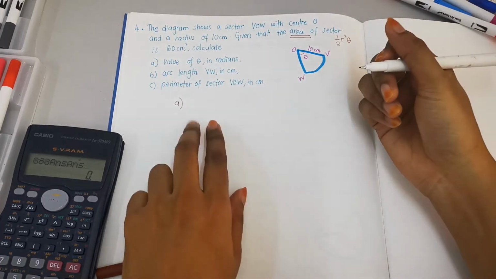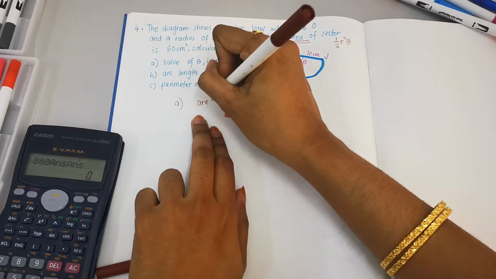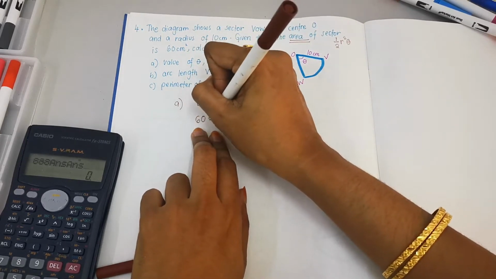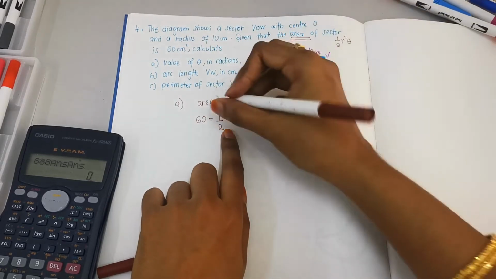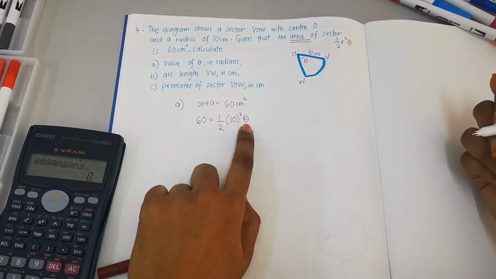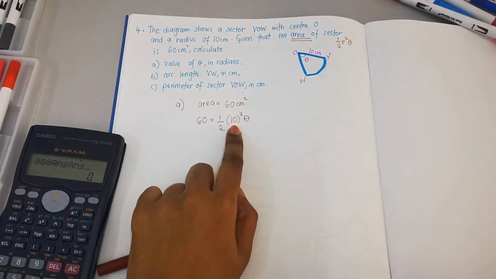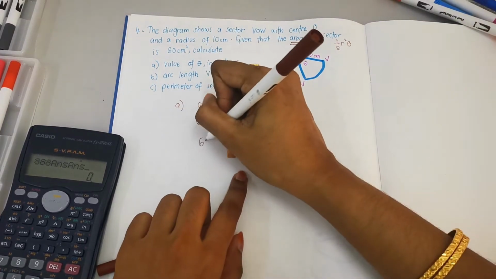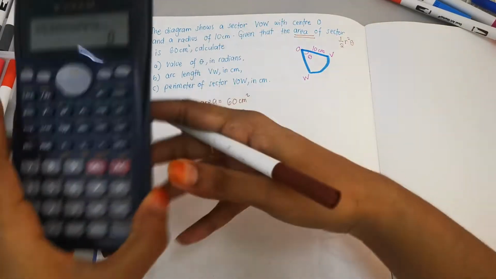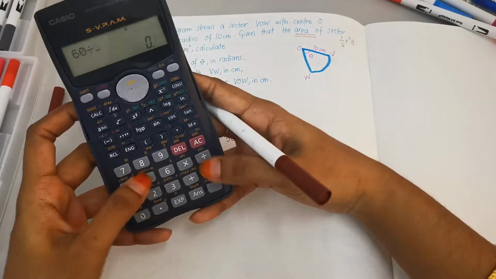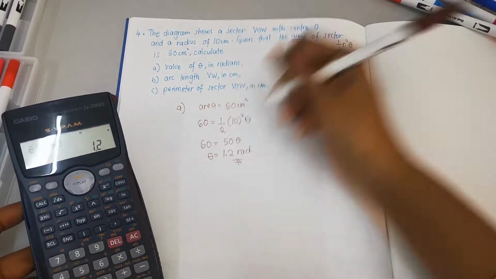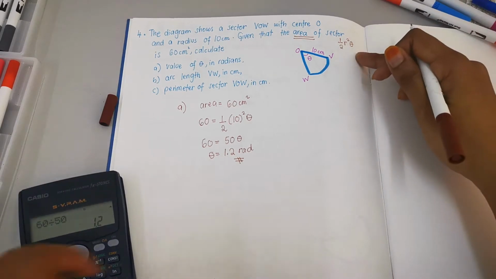So let's apply. So area is 60 centimeter square. So we're going to apply that. 60 equals 1/2 times r, which is 10, squared, times theta. So theta is the one we're going to find, right? So 1/2 times 100 will be 50. So 60 equals 50 theta. So our theta in radian will be 1.2. So 60 divided by 50, 1.2 radian. So the first part is done, because we can straight away apply the formula.